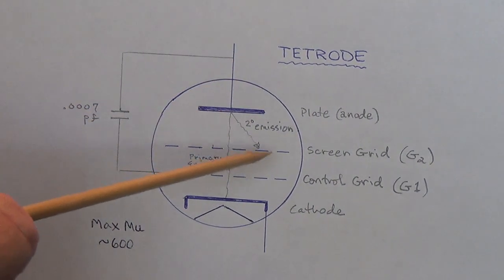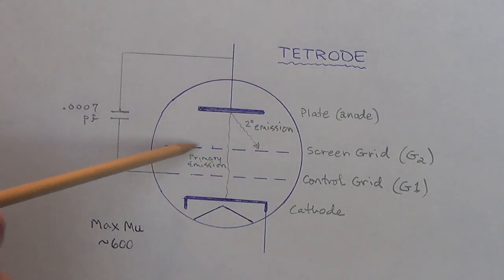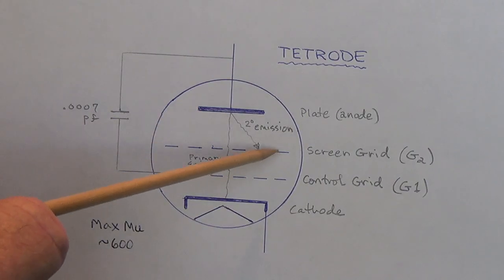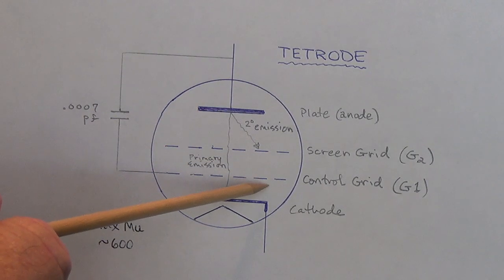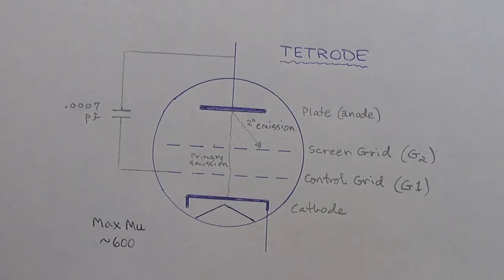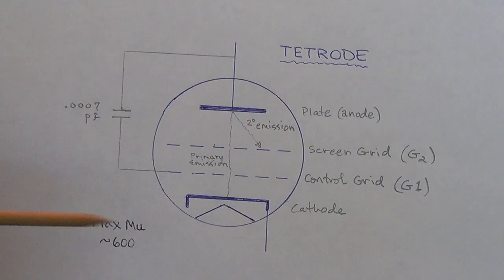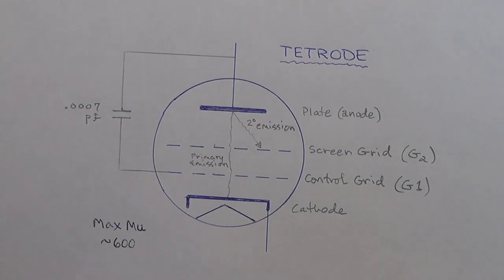You may be thinking then, how could this, charged almost the same as the plate, serve as a shield between the control grid and the plate? Isn't it just like we move the plate closer to the control grid? Wouldn't this make the situation worse?